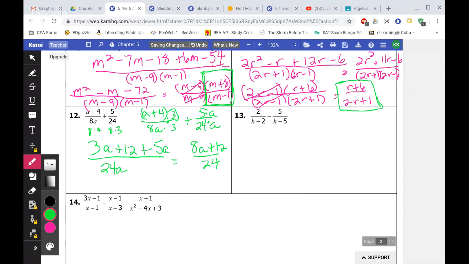A 4 will come out at the top. That was messy. 2a plus 3 all over 24a. And so my final answer is 2a plus 3 all over 6a.